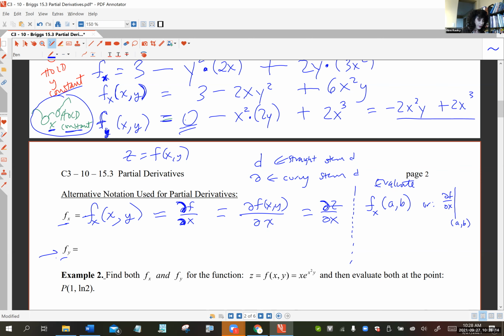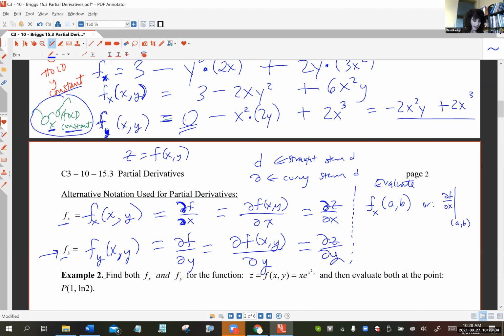Okay, now let's do the same for the other partial, f with respect to y. You may see it denoted fy, f parentheses x comma y, or df dy, where the d has a curvy stem, or df(x, y) over dy, or dz dy. And then if they ask you to evaluate this first partial at some particular point, they'll give it like this, or they'll use that more differential notation, df dy, vertical bar, and evaluate at the point a, b.